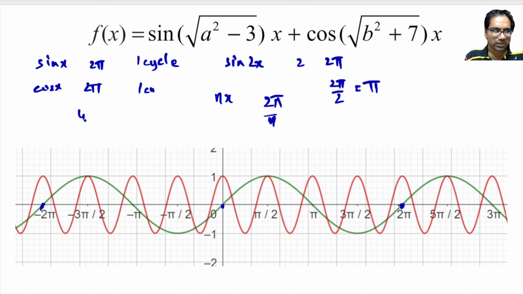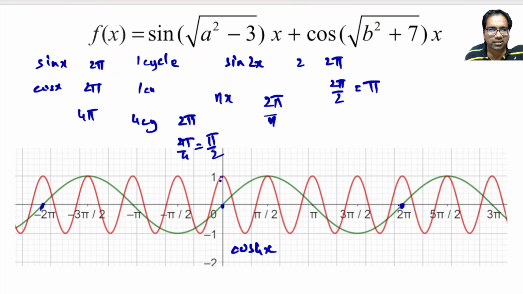So for example, cos 4x means it will complete 4 cycles in 2 pi units. That means each cycle will be 2 pi by 4, which is equal to pi by 2. For example, this red graph of cos is actually cos 4x. It is completing each cycle in pi by 2. So one full cycle, second, third, and fourth full cycle in 2 pi units. Four cycles in 2 pi.